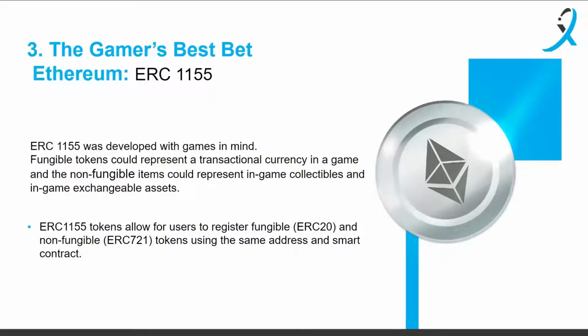The next one's still an Ethereum one. It's ERC 1155. It was specifically developed for games, although there are some developments in the space where the CryptoKitty team found that the Ethereum network was getting slowed down because of the popularity of the game. So they went out and launched Flow. We'll get into that in a second.